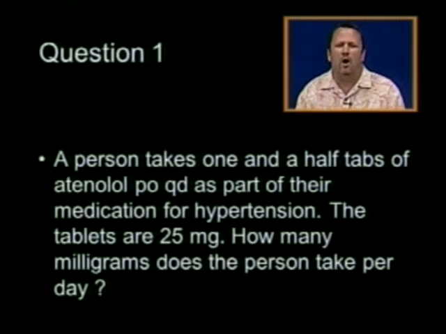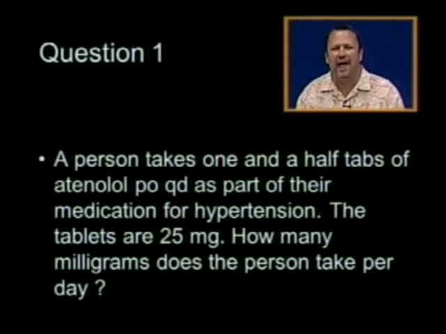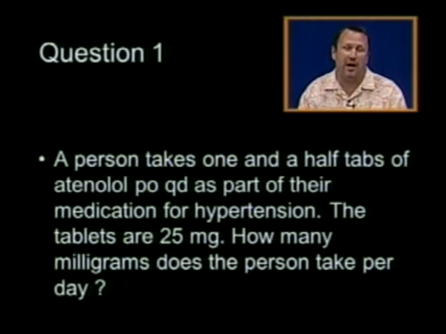A person takes 1 1/2 tablet of Atenolol, PO QD, as part of their medication for hypertension. Atenolol is a beta blocker, a beta adrenergic antagonist. Hypertension is high blood pressure. So this person's taking 1 1/2 tablet of Atenolol, PO QD, as part of their medication for hypertension. PO means by mouth, QD means once a day or each day.